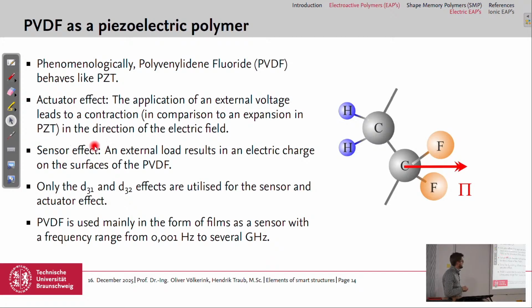But most of the time it is used as a sensor. So we use the sensor effect, and then an external load results in an electric charge on the surface of the PVDF, like the piezoceramic. And we only use the D31 and the D32 effects for sensor and actuator effects. So which effects are these? We had other names for it. Transverse, yes. So we do not use the longitudinal effect, but the transversal effect in PVDF. And it's mainly used in the form of thin films as a sensor with a frequency range between 0.001 hertz to several gigahertz.